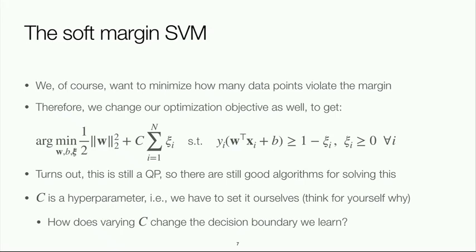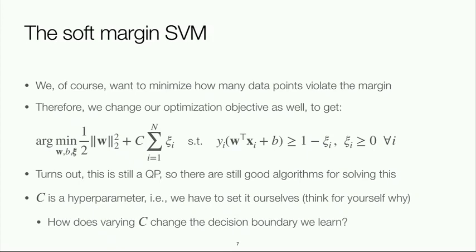Yes? It's called Xi. So I think I missed the first part of the question. Are you asking about how it's set? Yeah. So it's learned.